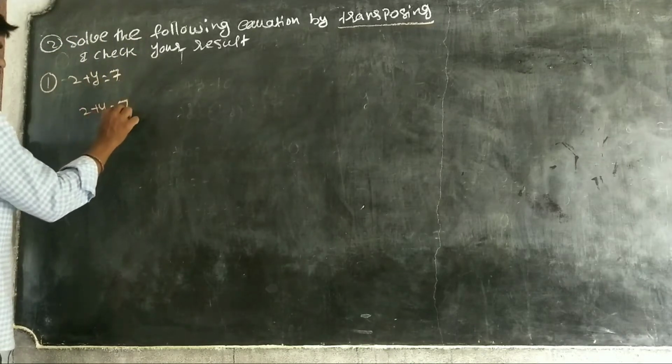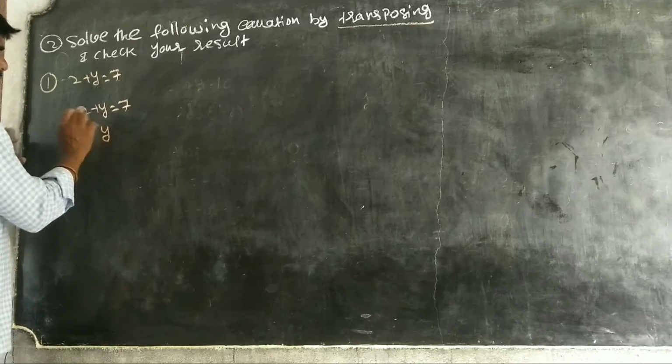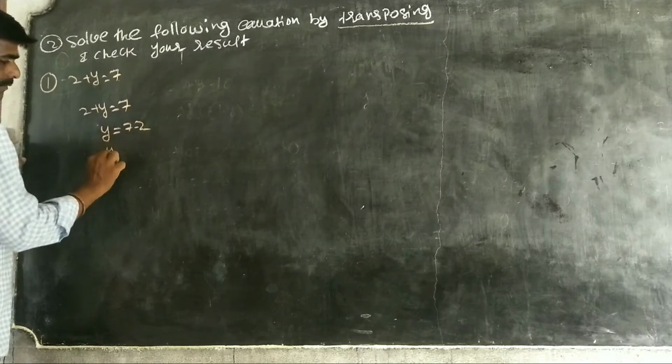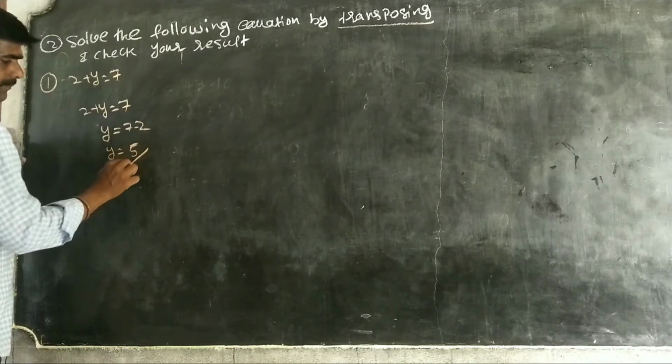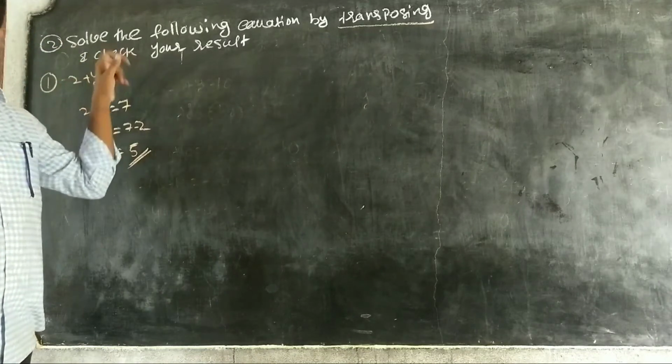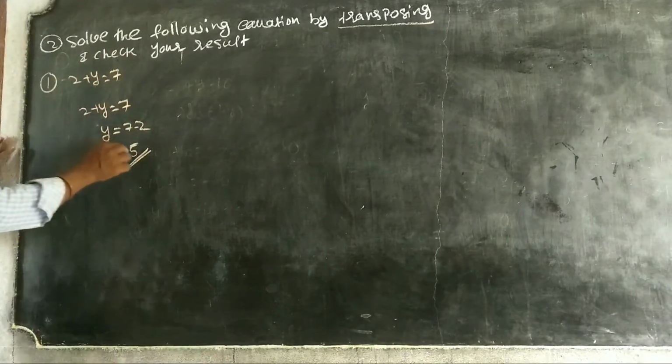2 plus y is equal to 7. So y is equal to 7 minus 2, bringing 2 to the other side. Y is equal to 5 only. Simple thing. Okay. Next, check your answer. Substitute y here.